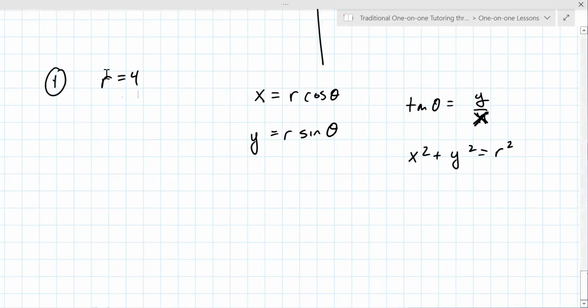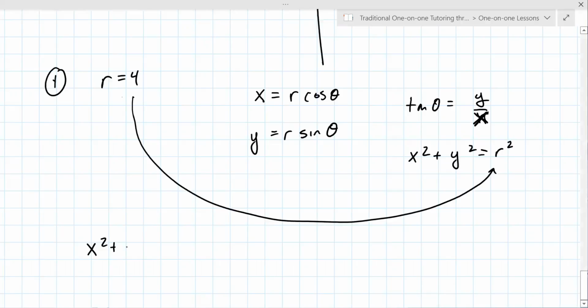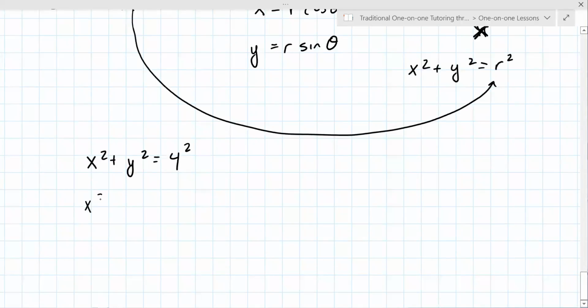Now, since you're just given R, and this is me kind of guiding you towards the answer, use this last one: X squared plus Y squared equals 4 squared. And so you can simplify here. But what this is, is a circle with radius 4 centered at the origin.